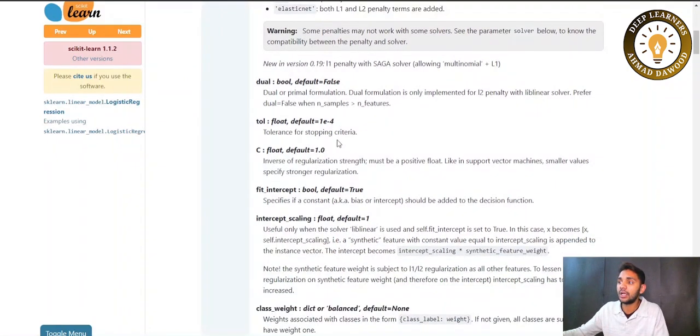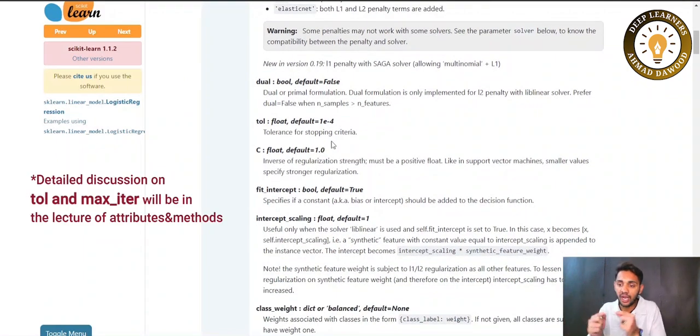Now tolerance, or tolerance when you are iterating your process of gradient descent, let's say. So you can also mention tolerance for the stopping criteria. Okay, here by default it's 10 raised to power minus 4.